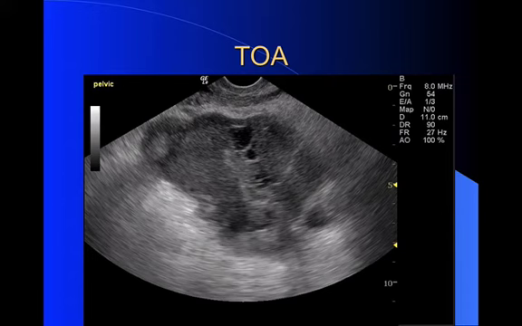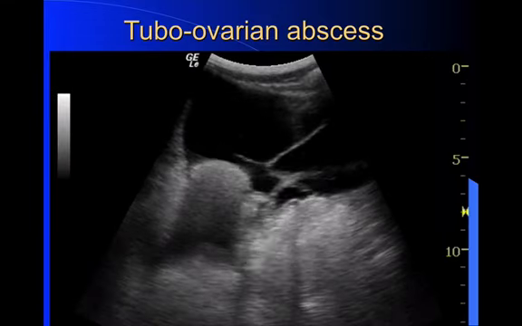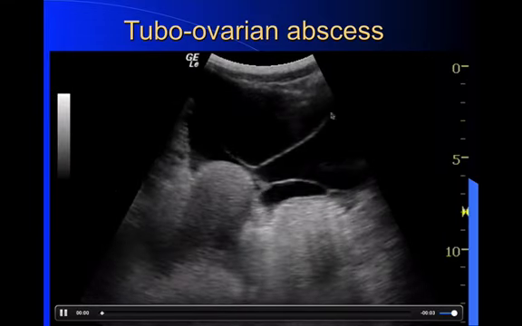This is another example of a TOA, and this requires admission and IV antibiotics. This is a septated TOA.